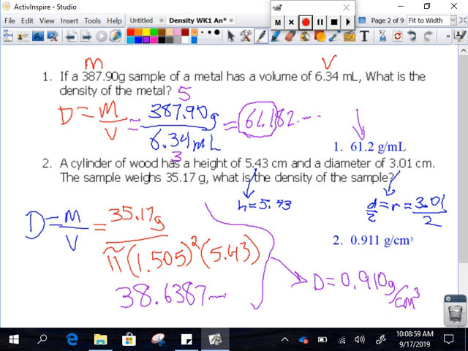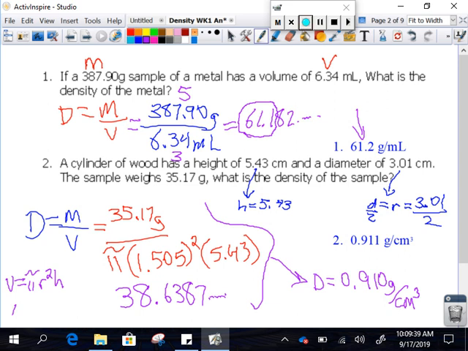Number 2, we have a cylinder. Anytime I see a cylinder, I always assume I'm going to need the volume of a cylinder equation, so let me just jot that down real quick over here. That's pi r squared h, where r is the radius. And then as I read the rest of the question, my assumption was true. The height was given as 5.43, and then the diameter was given. Well, the diameter and the radius are not the same thing. The diameter is all the way across the circle, the radius is halfway across, so I took the diameter and cut it in half so that I would have the radius.